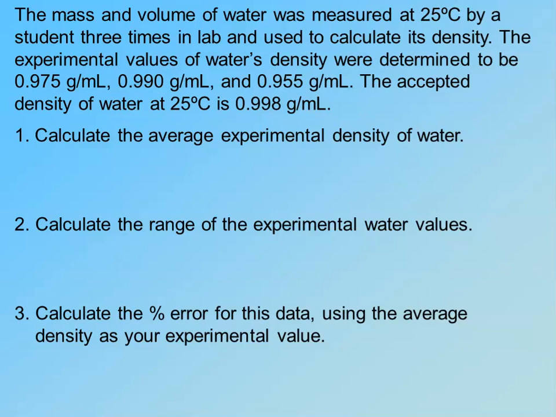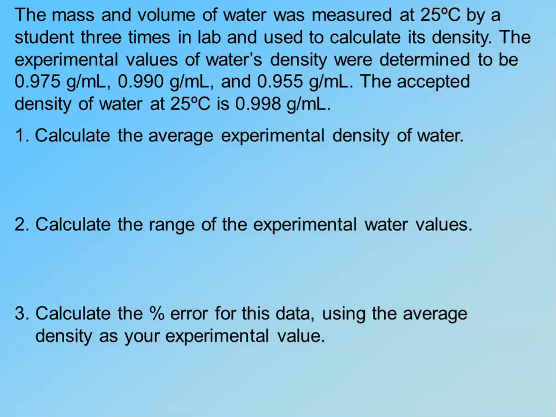So here we have the mass and volume of water were measured by a student multiple times in lab, 3 times to be specific, and they were used to calculate its density. You were given what the experimental values were based on that data collected, 0.975, 0.990, and 0.955 grams per milliliter. And we are told at 25 degrees Celsius, remember temperature does play a role with your density values, that the accepted density of water is 0.998. So the first thing I ask you to do is to calculate your average experimental density.